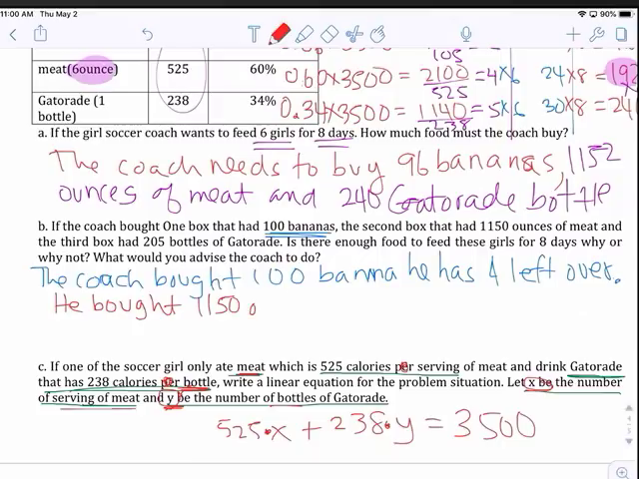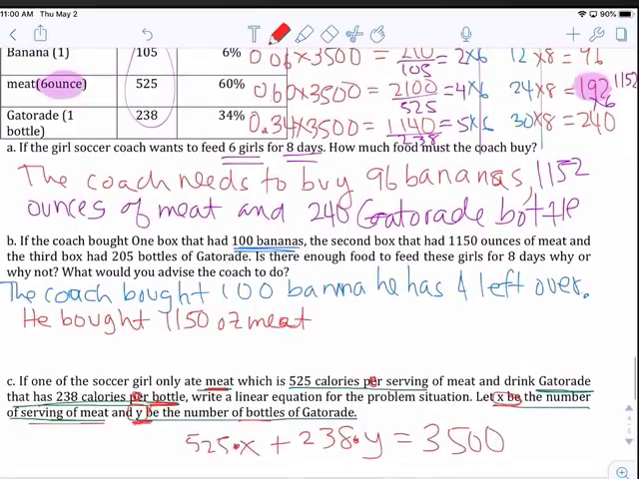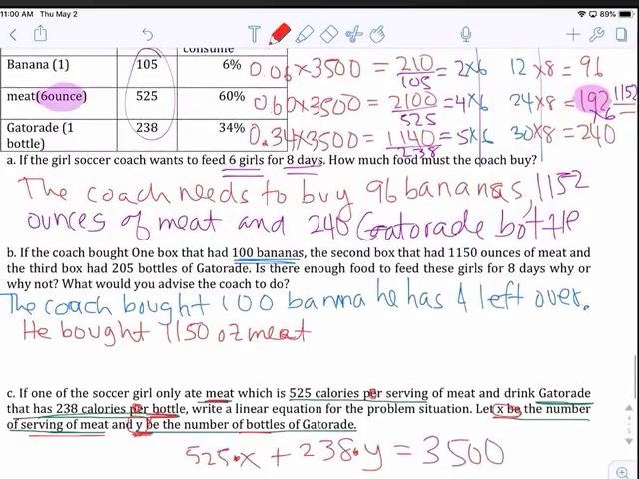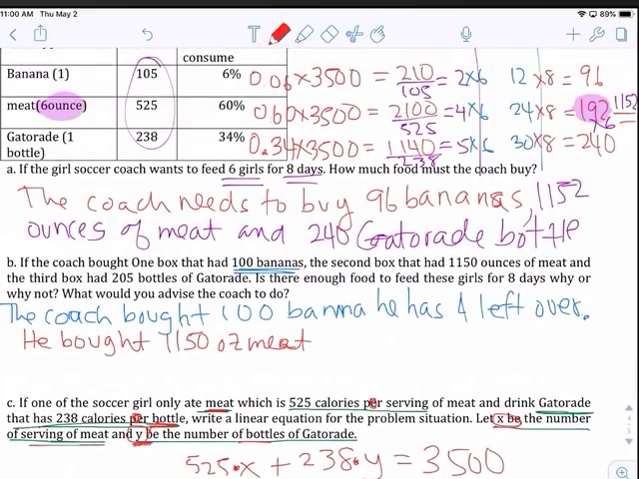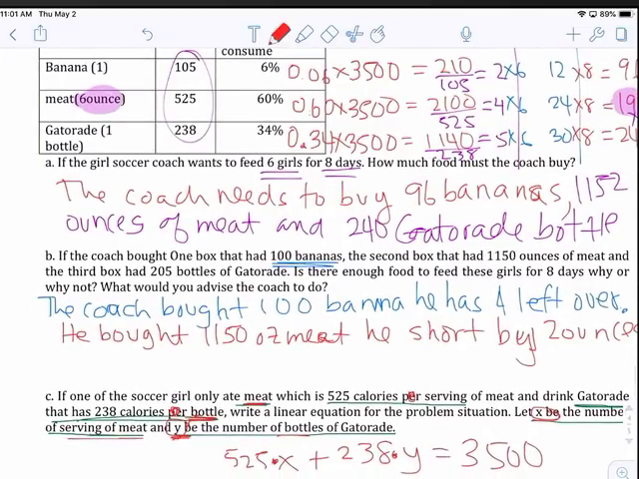He bought 1,150 ounces of meat, but he needs how much? He needs 2 more. Yeah, but you have to multiply by 6. He's short because he needs 1,152. He bought only 1,150. He's short by 2 ounces, so he needs to buy 2 more ounces. Okay, so he's short by 2 ounces of meat.